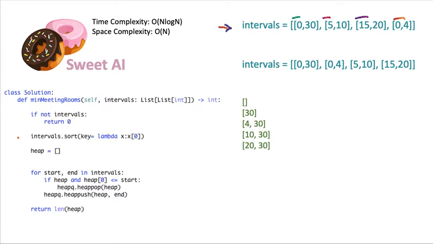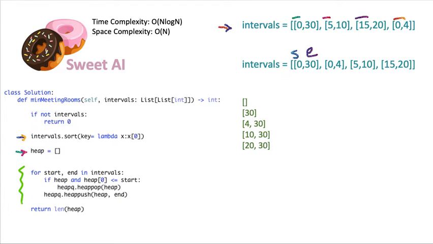We are going to sort it using index 0, which is the starting point, as the key for sorting. And we are going to use a heap. Why are we going to use a heap? Because a heap has the property that it will return the minimum value each time we ask it to pop. That's the good thing about it. So let me go through this example so you can have a better understanding.